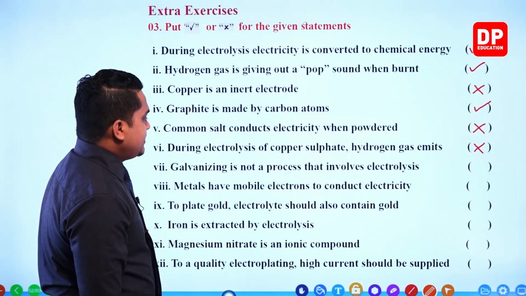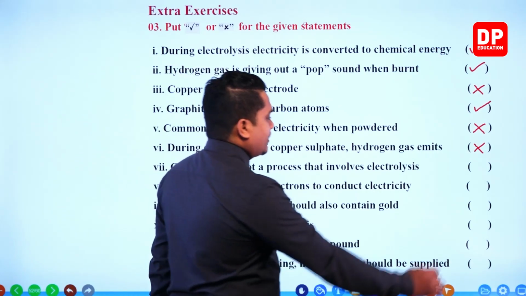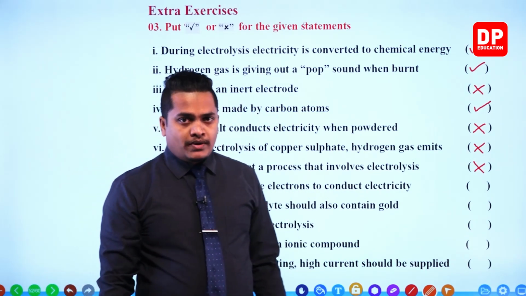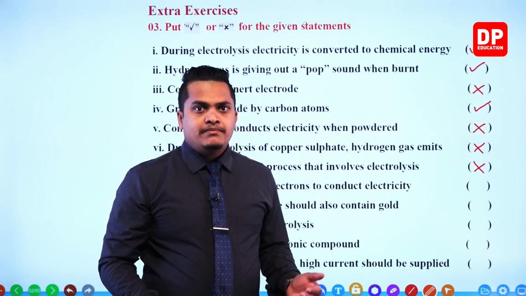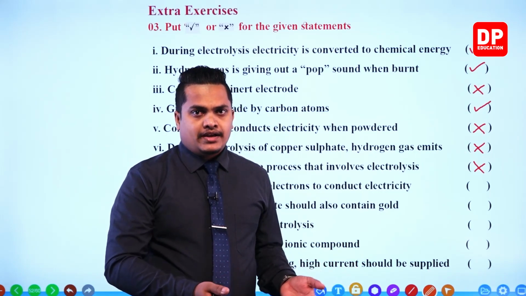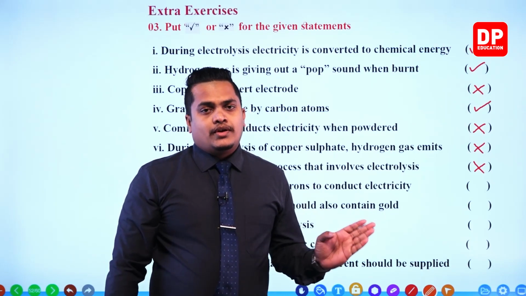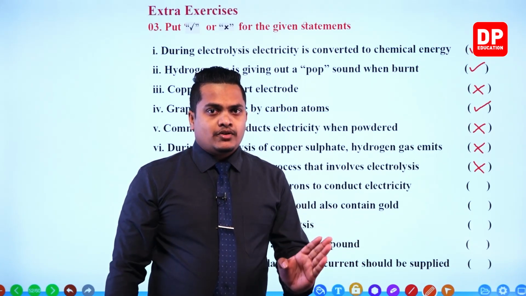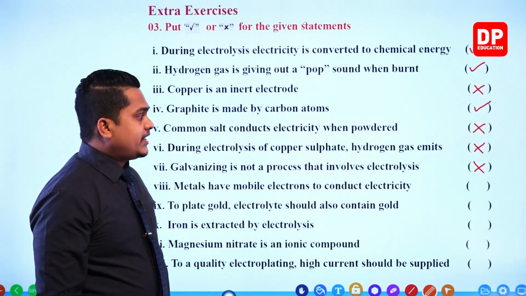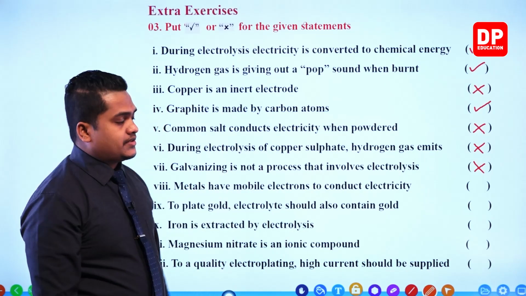Next one. Galvanizing is not a process that involves electrolysis. Incorrect. Galvanizing is conducted by using the electroplating process. Electroplating means, my dear children, electrolysis, right? It's a subcategory of electrolysis. So galvanizing is a process that involves electrolysis. Here it is given as not a process, so it is incorrect.